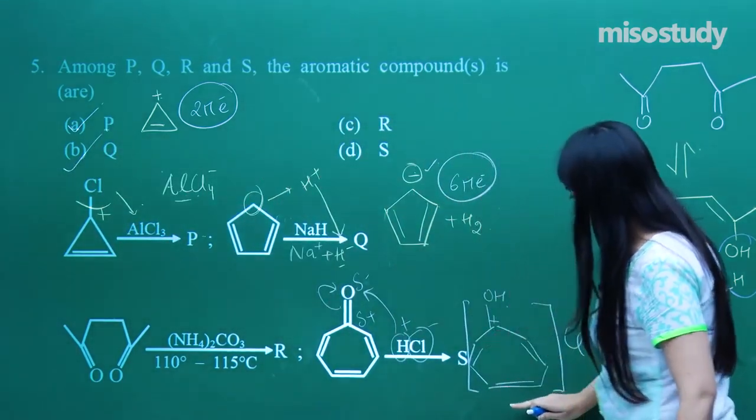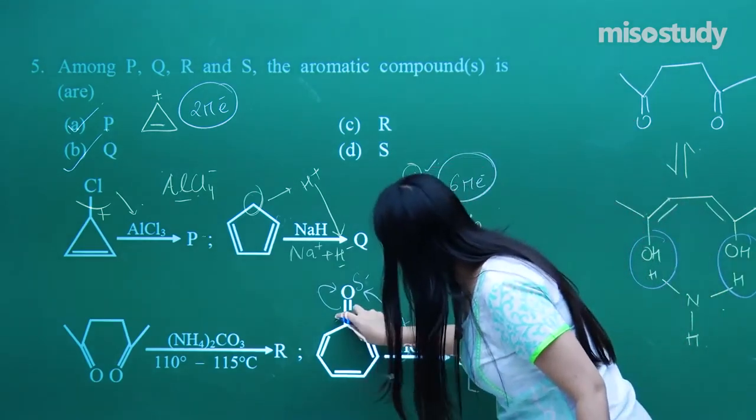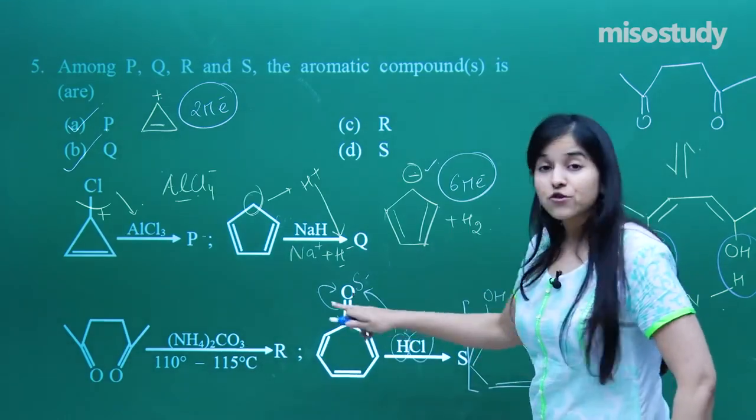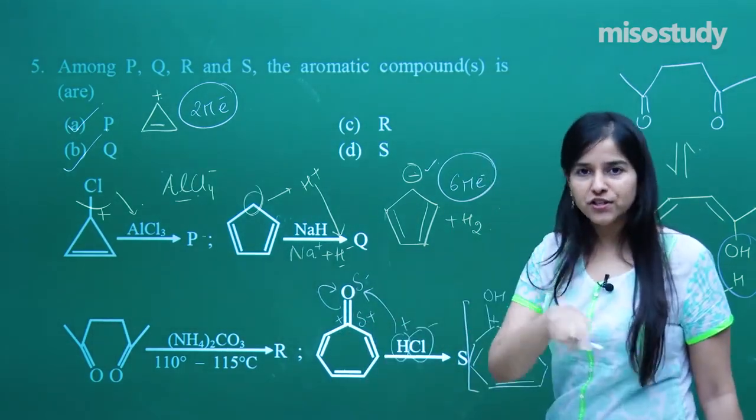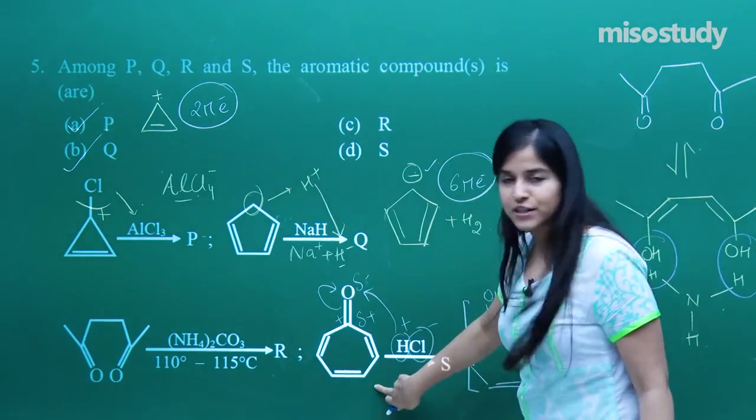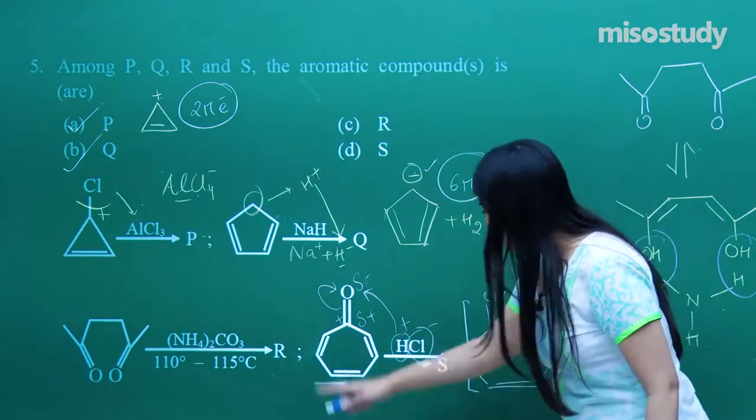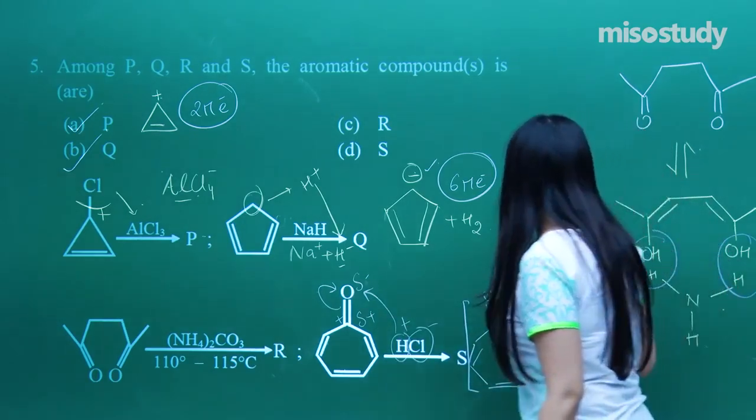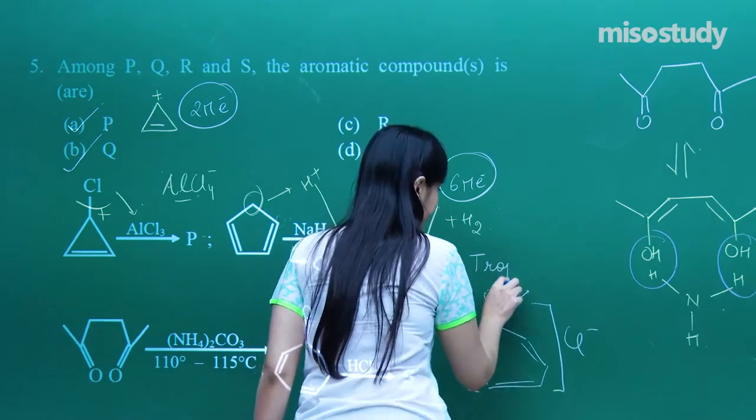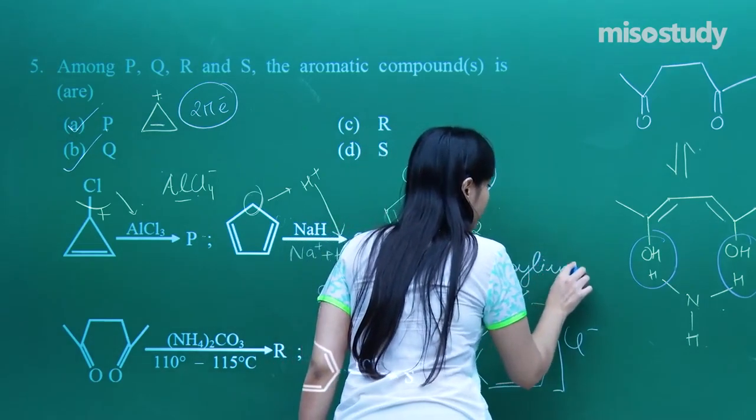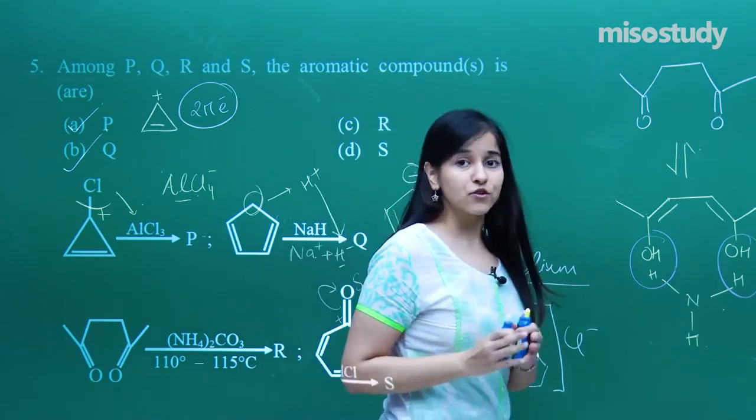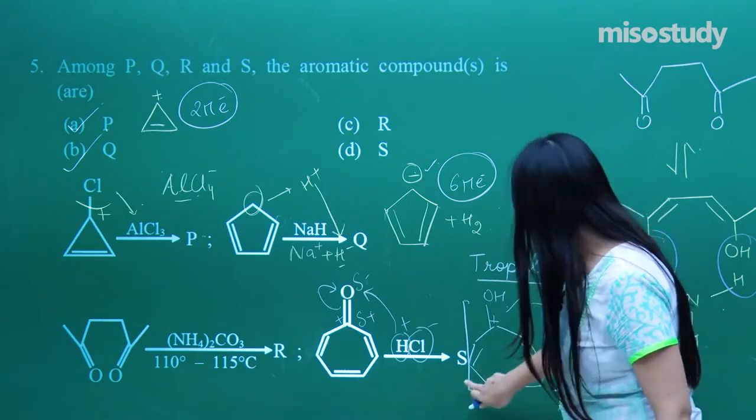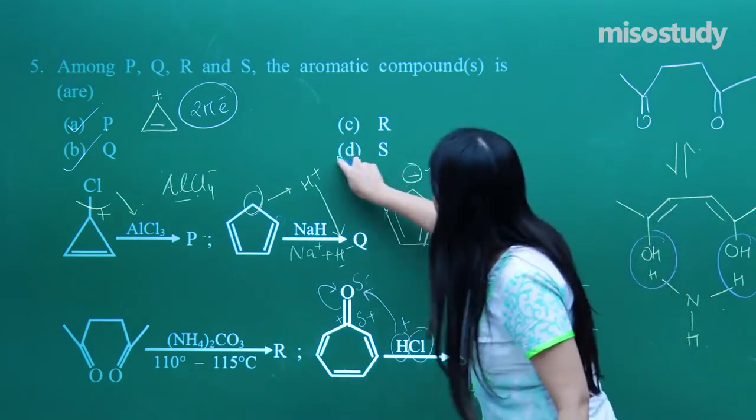Now if you look at this very compound here, the positive is developed here. 1, 2, 3, 4, 5, 6. 6 pi electrons along with the positive having a conjugation, is cyclic, is having 6 pi electrons, is planar. So that means a tropylium ion. This is nothing but a tropylium ion created, and it is a very stable aromatic compound having a conjugation. So I hope it is clear to you. So we also have S as aromatic.